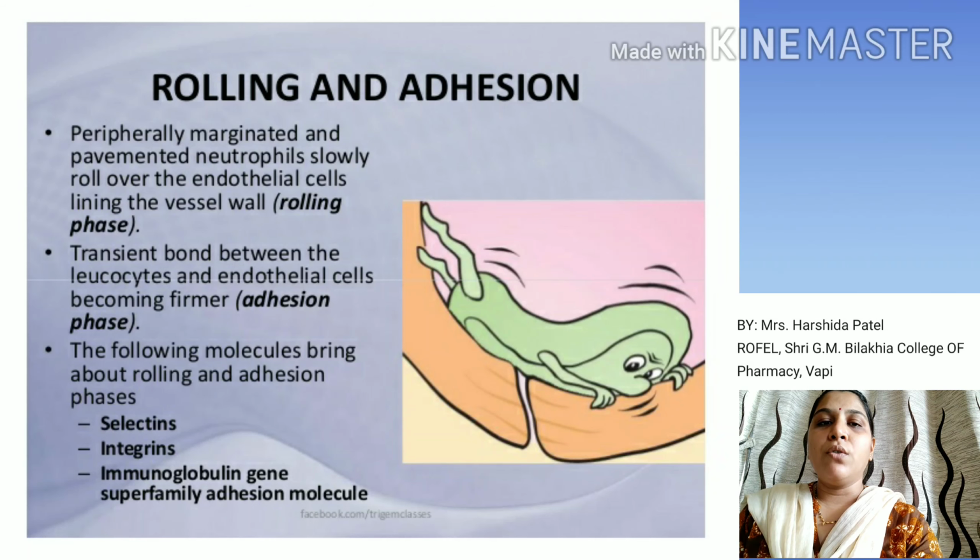This adhesion and rolling phase is brought about by molecules like selectins, integrins, and immunoglobulin gene superfamily adhesion molecules. Okay. After rolling and adhesion, rolling continues until they find a suitable site between the endothelial cells where the neutrophils can throw out cytoplasmic pseudopods. Until they find such a site, they keep sticking and rolling on the endothelial cell. When they escape through the endothelial cell gap, they also cross the basement membrane by damaging it locally with collagenase, and escape into the extravascular space.